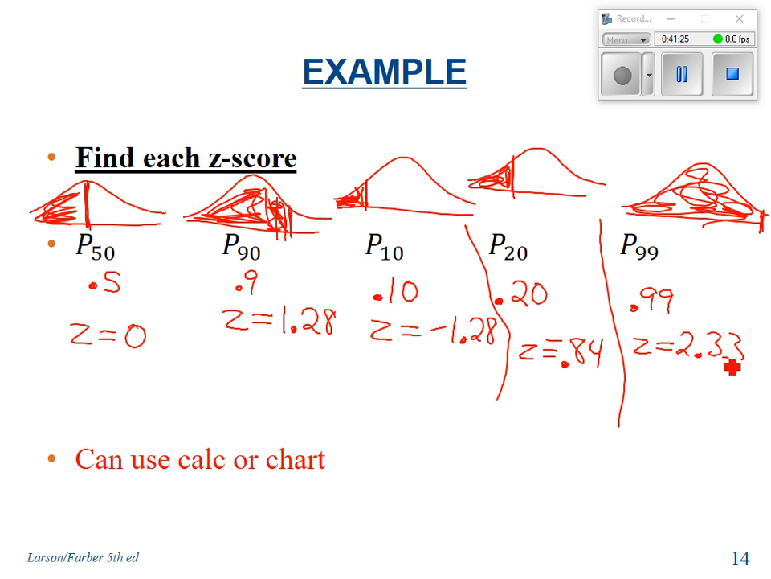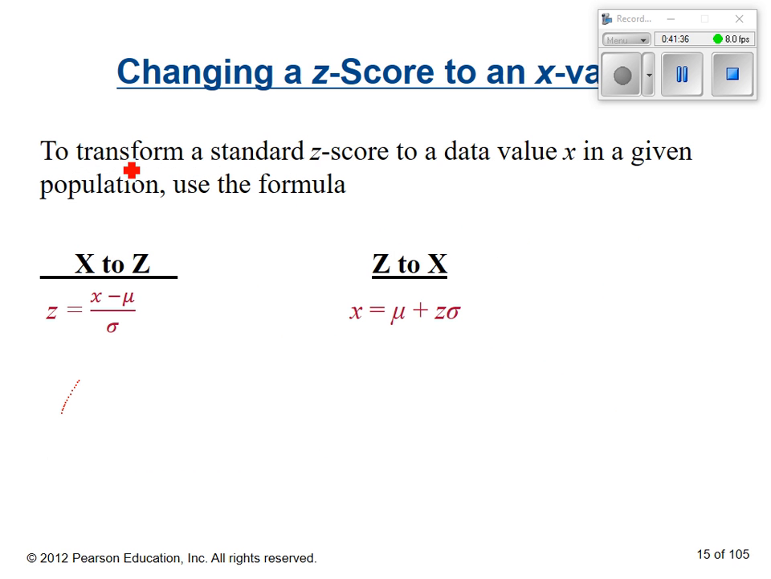You can use the calculator or the chart, either one. Doesn't matter. If you want to use the chart, that's fine. You just have to look up 0.5 on the chart and figure out what the z-score is, 0.9 on the chart, or use it backwards and figure out what the z-score is.